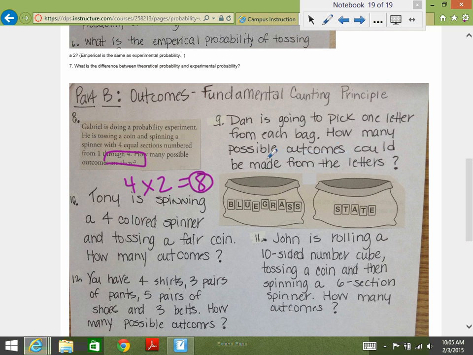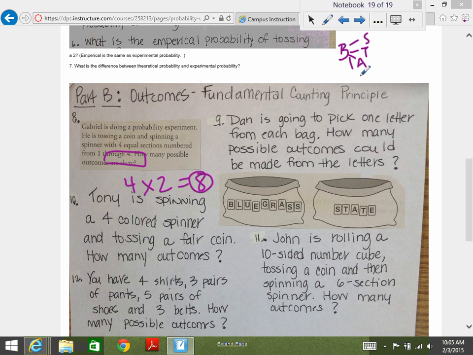Okay, number 9. Dan is going to pick one letter from each bag. How many possible outcomes could be made from the letters? Okay, I can draw a tree diagram, and if I do that, I would first of all start with letter B. And from this second bag, I could pair it with an S, a T, an A, another T, and an E.